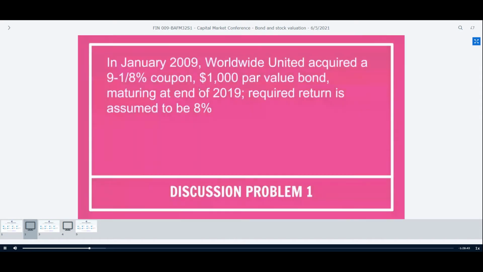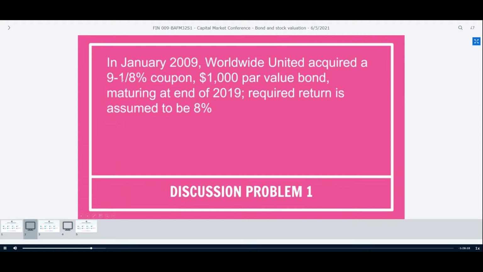No? Okay, here we go. Discussion problem number 1. In January 2009, Worldwide United acquired a 9 1/8 coupon, $1,000 par value bond maturing at the end of 2019. So the required rate of return is assumed to be 8%. So let's take these one by one.